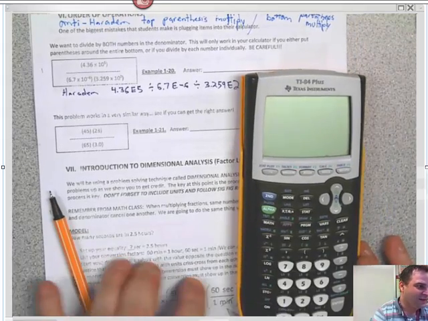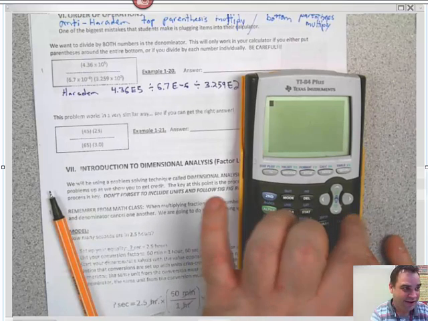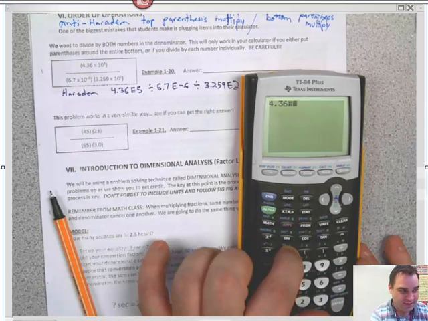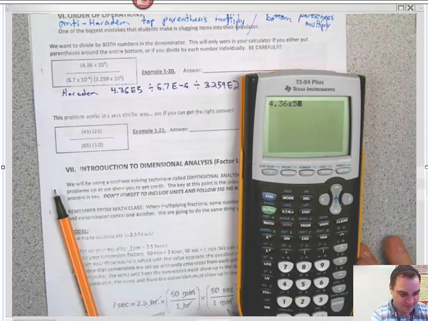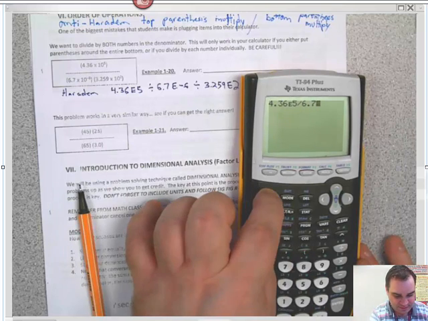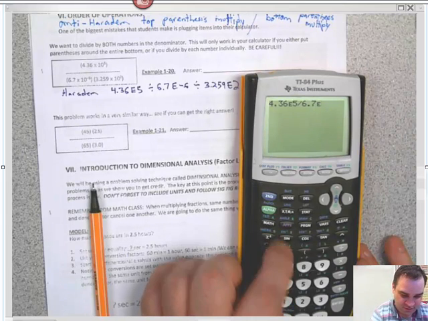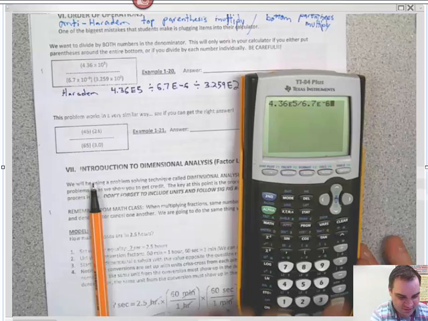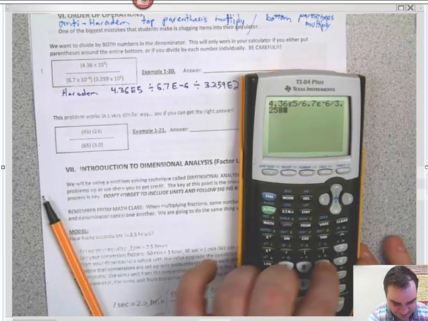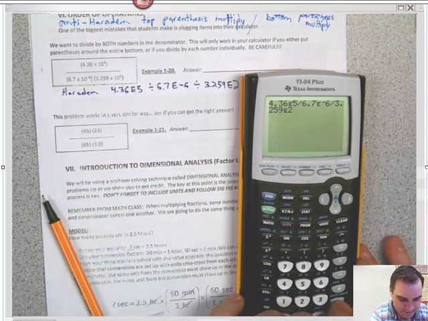On the Heredom method, we would clear all this out. Clear. 4.36 second E5 divided by 6.7 second E. You've got to use the blue E if you're doing one of these graphing calculator things. Negative 6 divided by 3.259 second E2. You hit enter.